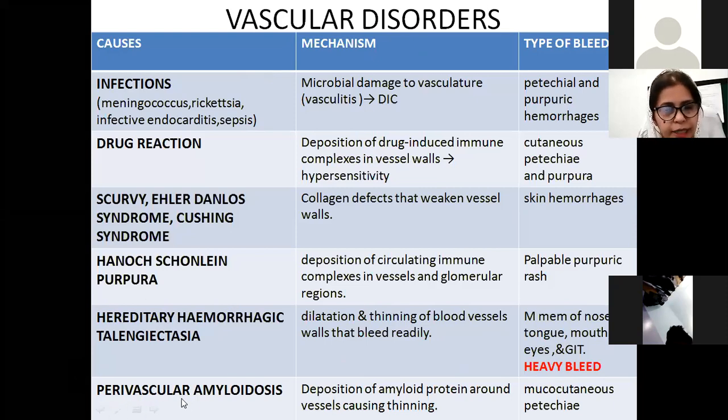Then we have perivascular amyloidosis. Amyloid protein is an abnormal protein which gets deposited around the blood vessels, making them thin. And it can also give rise to mucocutaneous rashes.